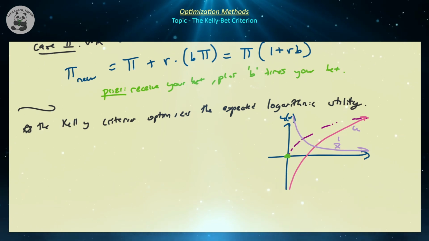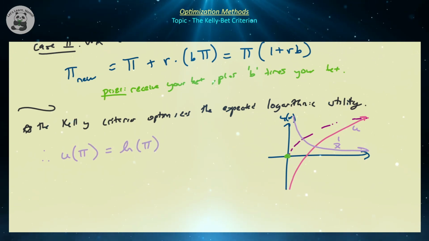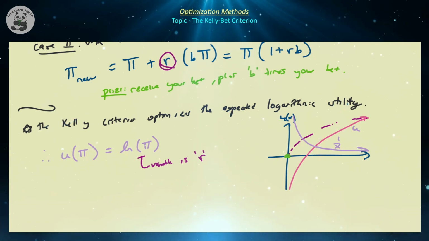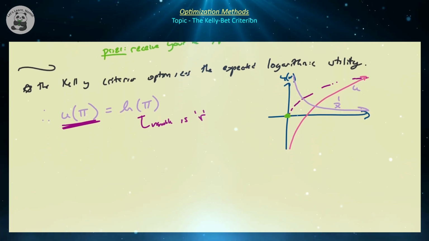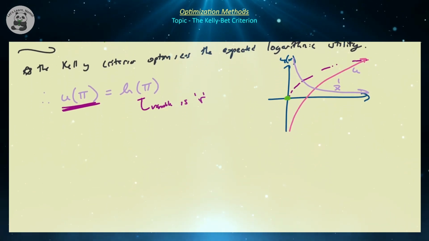So what is the utility function here? The utility function with respect to Pi is going to be equal to the natural log of our portfolio, right? And keep in mind the variable is R here. We want to know what percentage of our portfolio we should invest in order to optimize this particular function, right? So let's actually list out what our expected utility is.